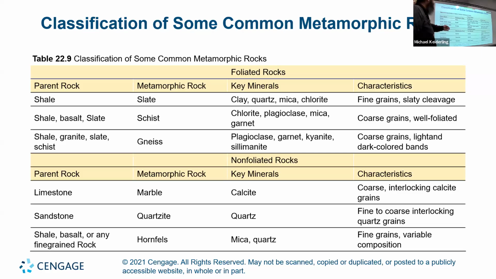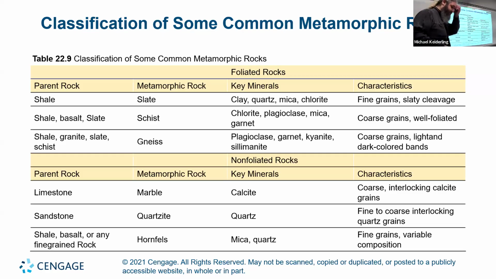Now, if you have limestone, the metamorphic rock it turns into is marble. So this and that pink rock you were looking at in the lab are both marble, started as limestone. The key mineral is calcite. You get coarse interlocking calcite grains.